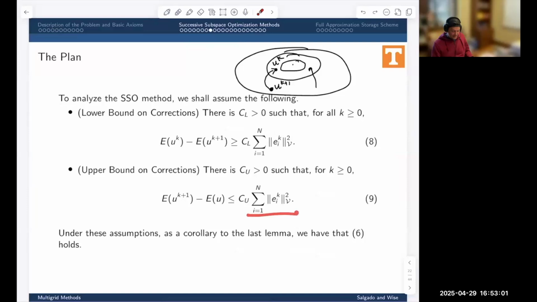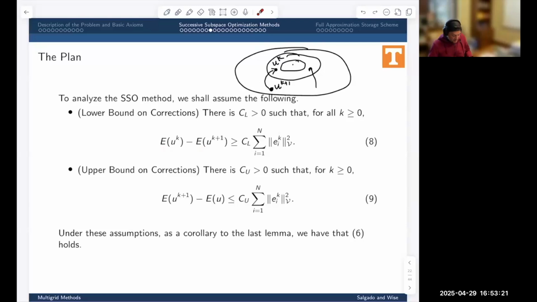So now notice that these are two different things: E(u_k) minus E(u_{k+1}) and E(u_{k+1}) minus E(u). Both of these are positive quantities, but they're different objects. They both relate back to the original energy.